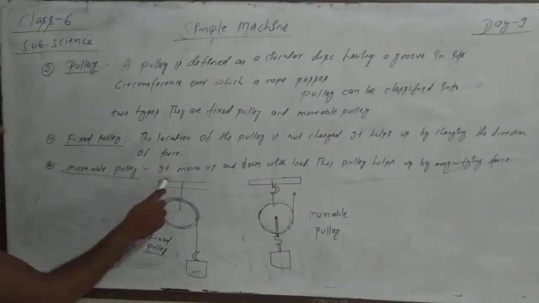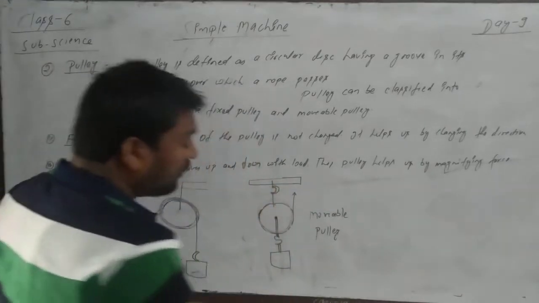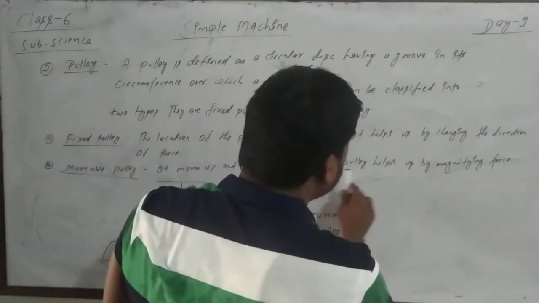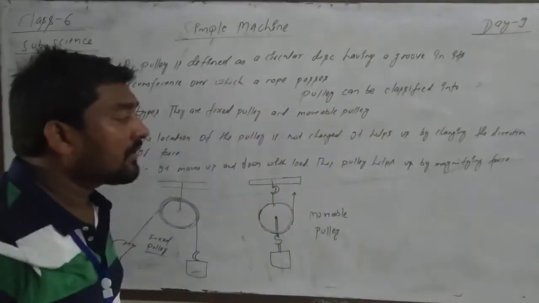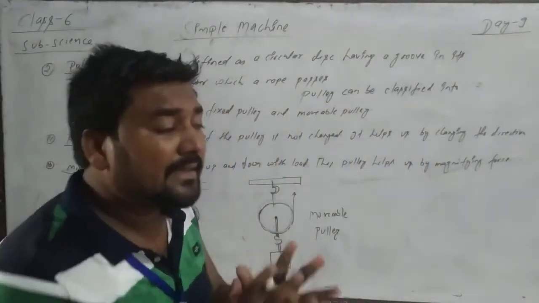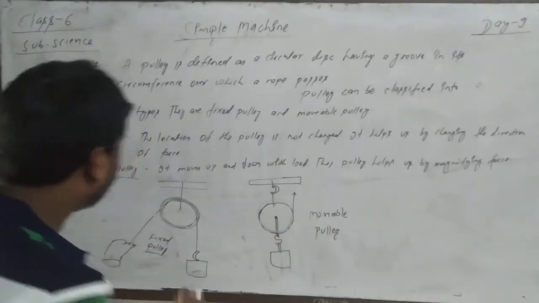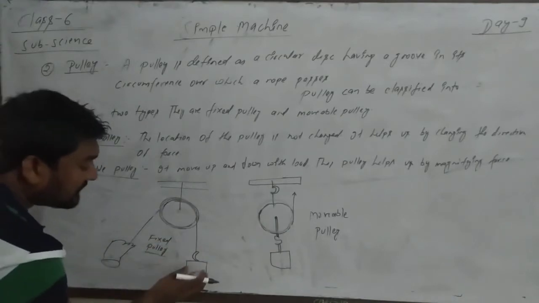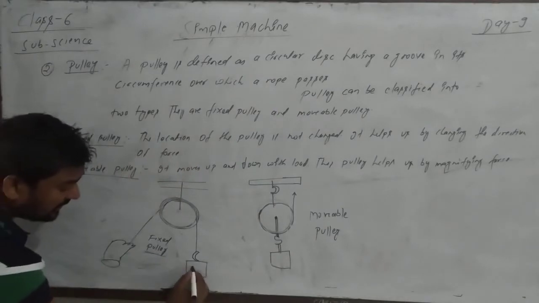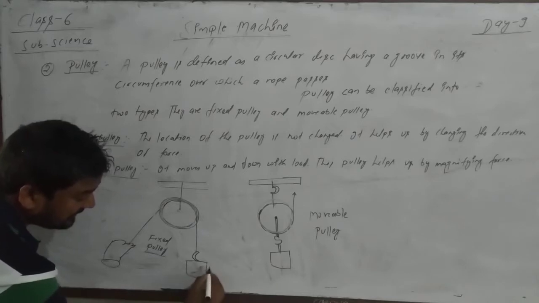But a movable pulley moves up and down with the load. This pulley helps us by magnifying force. If we use less force, it converts into bigger force. With a fixed pulley we have to use more force to lift the same load. Suppose this load is 50 kg.